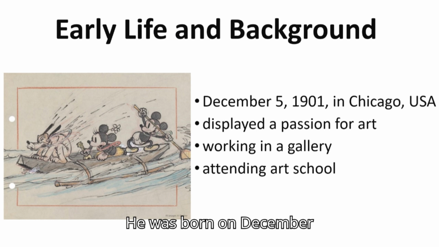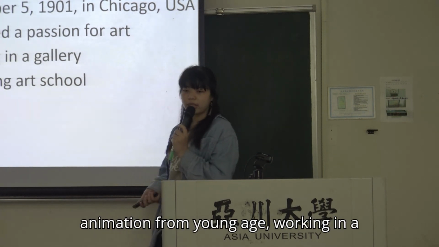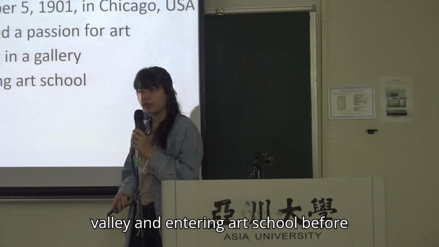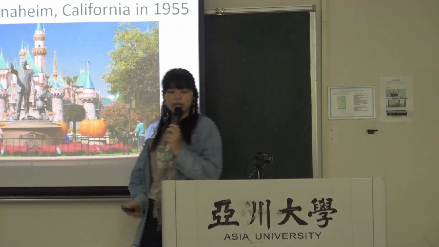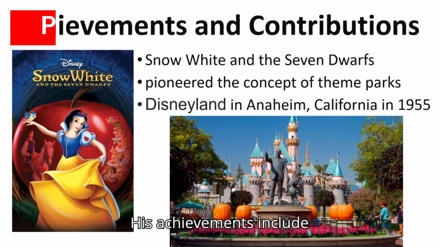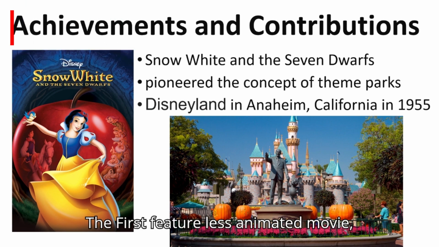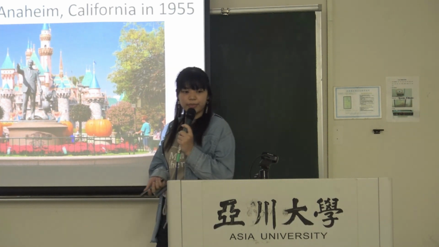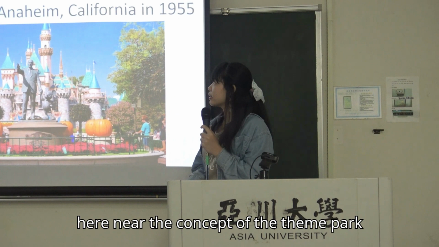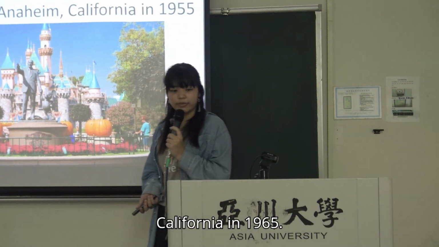He was born on December 5, 1901 in Chicago and displayed a passion for arts and animation from a young age, working in a gallery and attending art school before entering the animation field. His achievements include creating the first feature-length animated movie, Snow White and the Seven Dwarfs, and pioneering the concept of the theme park, opening Disneyland in Anaheim, California in 1955.